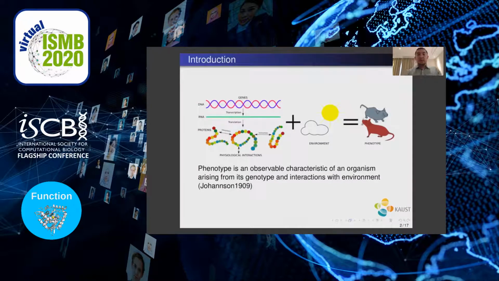So what is a phenotype? A phenotype is an observable characteristic of an organism arising from its genotype and some interaction with an environment. In this work, we are interested in loss of function phenotypes, which arise as a result of a change in a single gene. For example, if a gene gets knocked out, or there's a mutation that results in loss of function of the gene, and we can see some observable change in an organism.